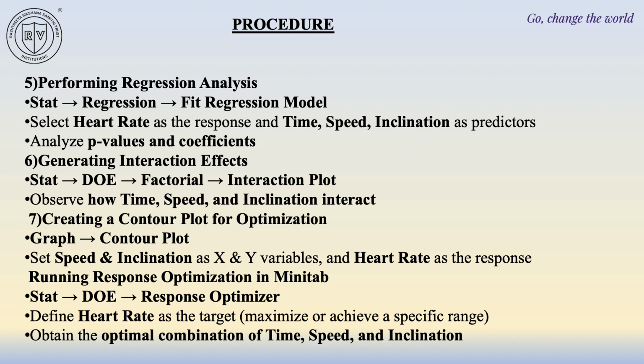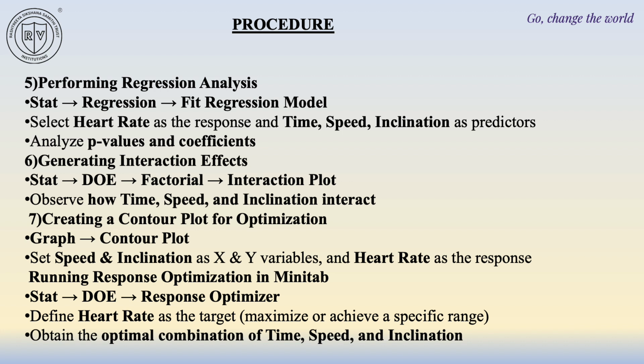After doing this, we'll obtain a regression equation and an R value, which tells us whether the model is a precise fit for the experimental data. Then we analyze the p-values and coefficients. If the p-value is less than 0.05, then the factors very much influence the response, which is heart rate. If it's in the range of 0.05 to 0.06, then we can say it marginally affects the response, not that much interaction, but marginal.